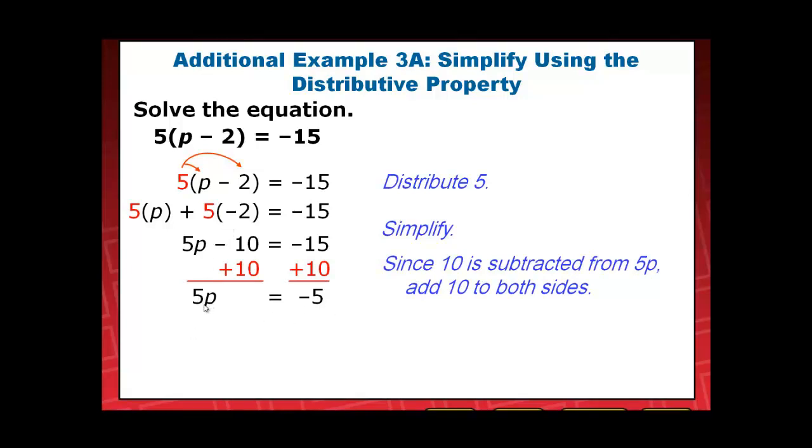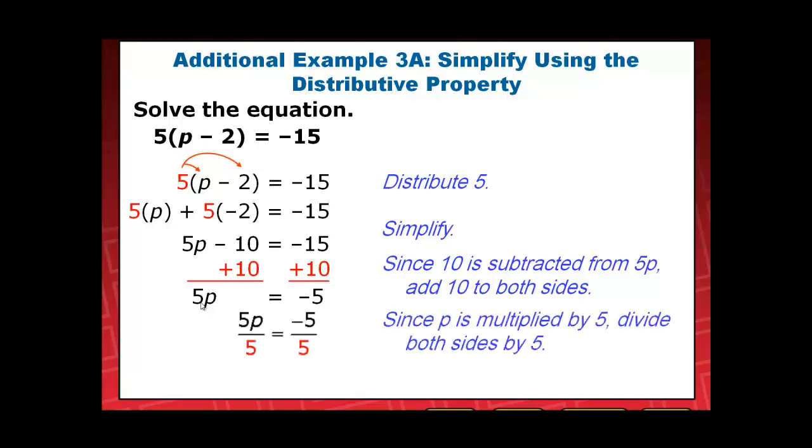To remove 5 from here, it's multiplication. So what we will do? We will divide. So 5b divided by 5 and negative 5 divided by 5. Whatever we are doing in this side, we will do in the other side. So 5 divided by 5 is 1, and negative 5 divided by 5 is negative 1.